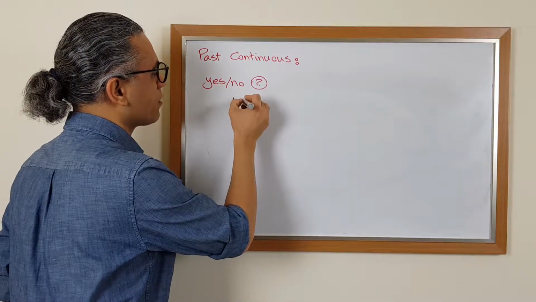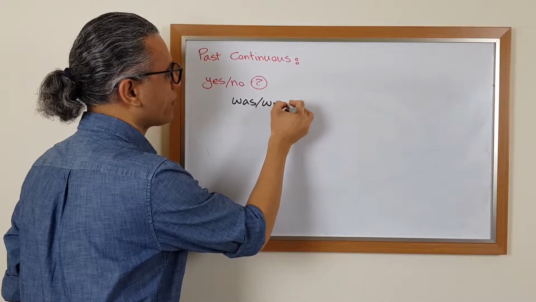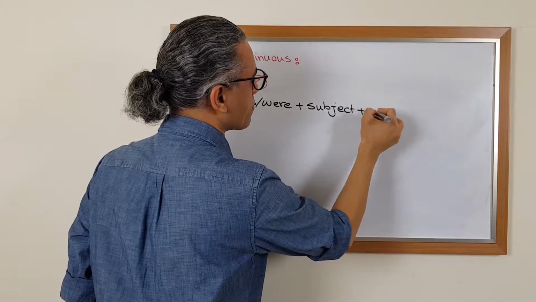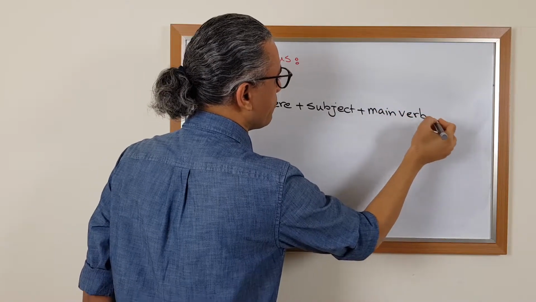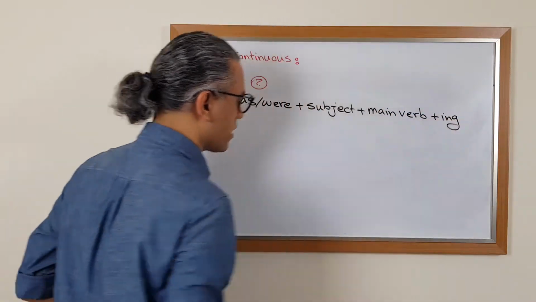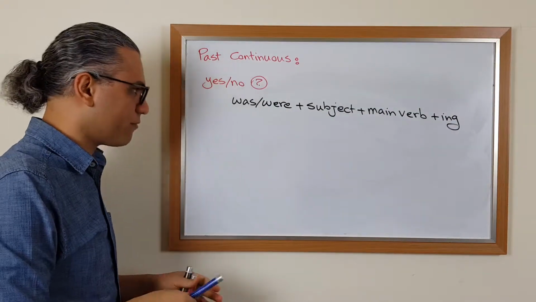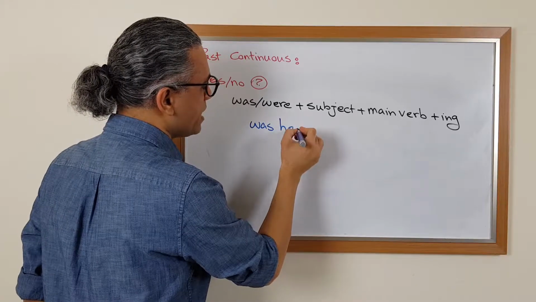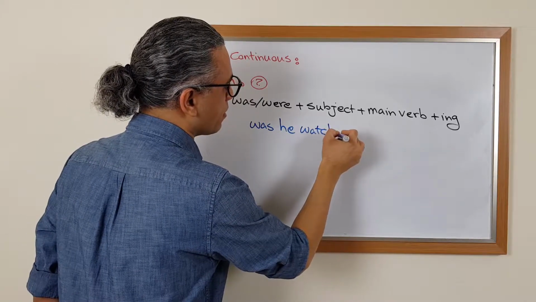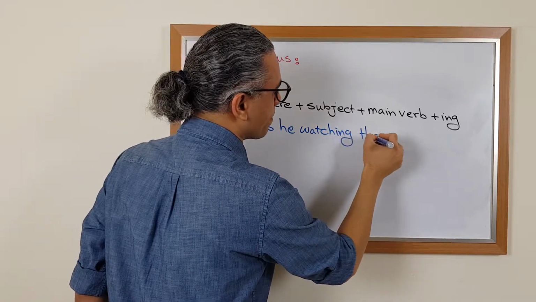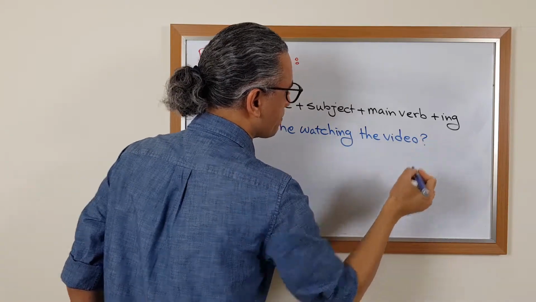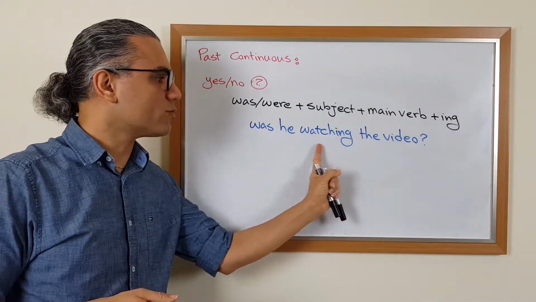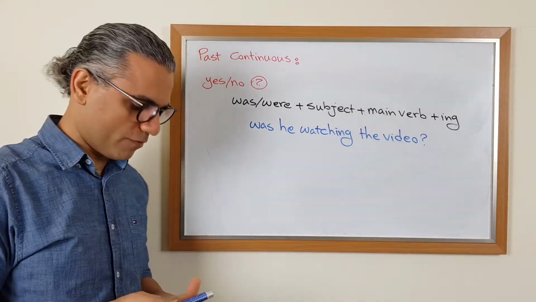We start with was or were plus subject plus main verb plus ing, or main verb in ing form. For example, was he watching the video? Was is your auxiliary verb, he is your subject, and watching the main verb in ing form.